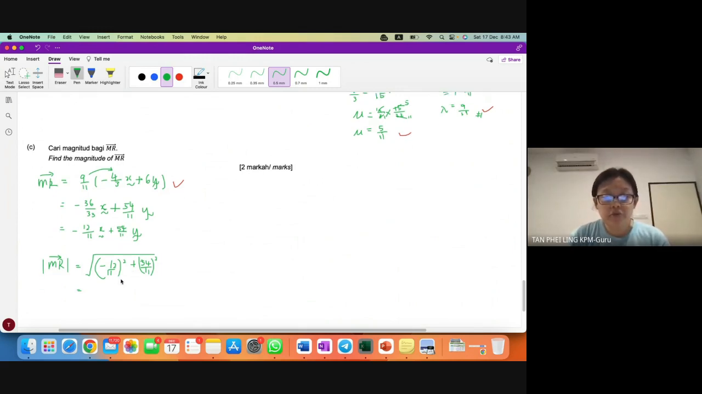There will be decimals, right? Or if you have the later calculator, you will have 6 square root 85 over 11 units. Okay, because that's the length of it. Is that okay? So this one will earn you 2 marks. One is here, one is here.